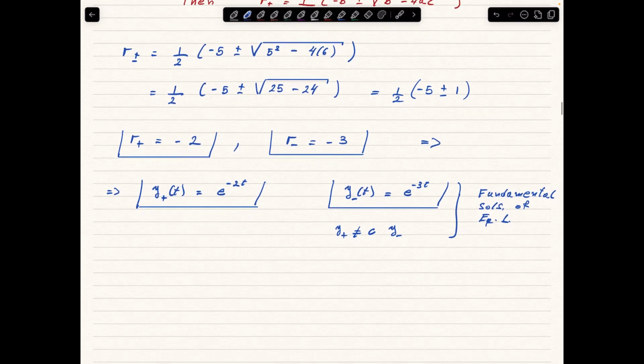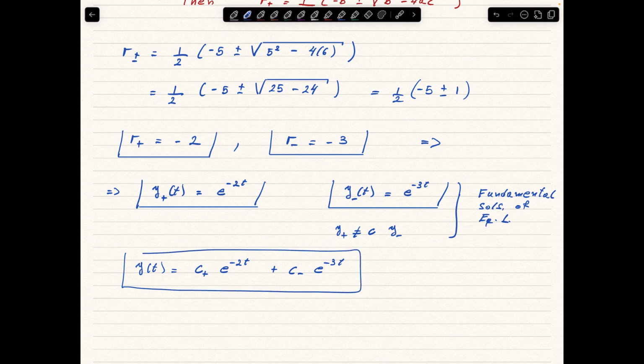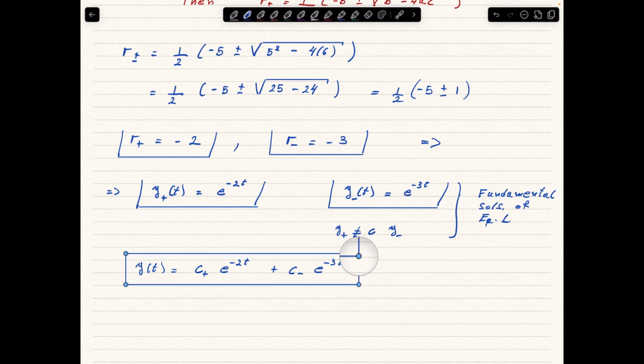Okay, but the theorem says that we have found all the solutions. So now all the solutions of the equation are linear combinations, and we can call the coefficient c plus exponential negative 2t plus c minus exponential negative 3t. These are all the solutions of the differential equation. So this is then the general solution of equation 1. And we've done it.